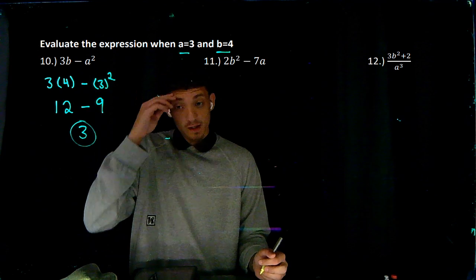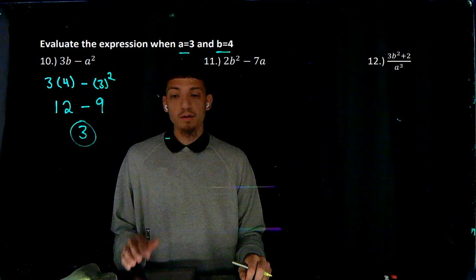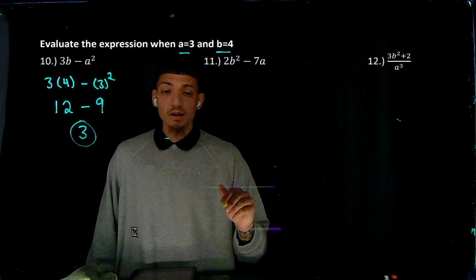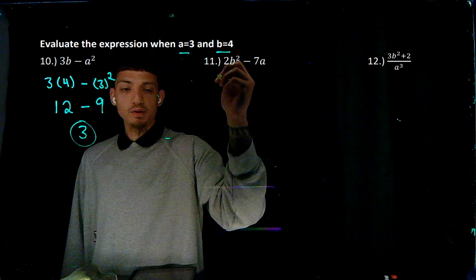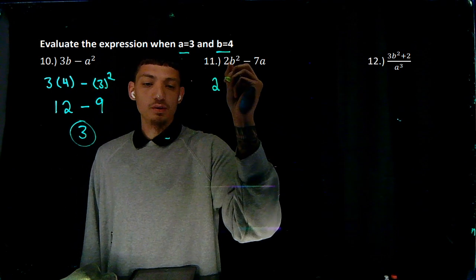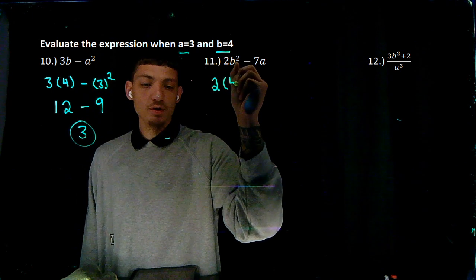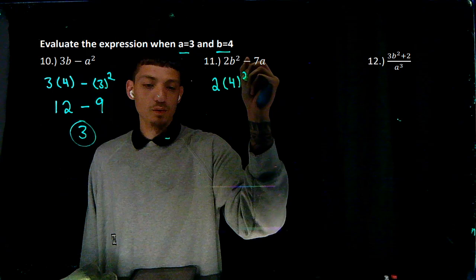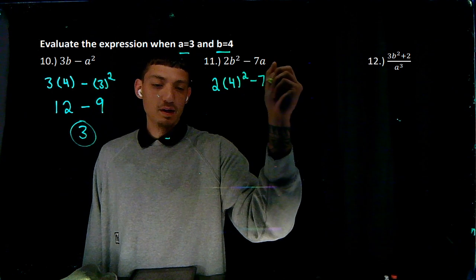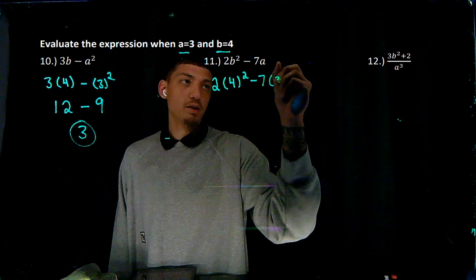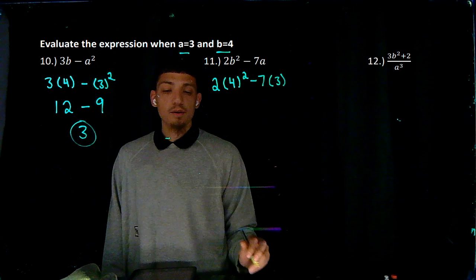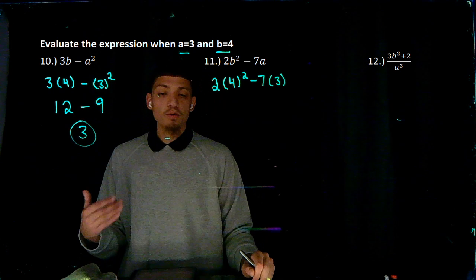All right, same idea with the next problem. It looks very similar to number 10. So we have 2b squared, so we're going to say 2 times 4 squared because b is equal to 4, minus 7 times 3 because a is equal to 3. So, again, we follow the rules of PEMDAS.